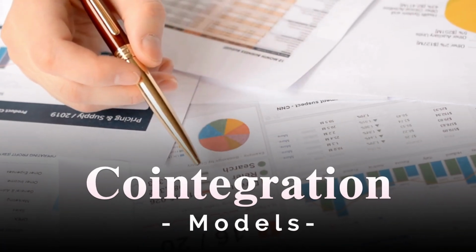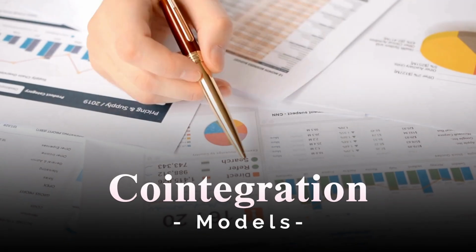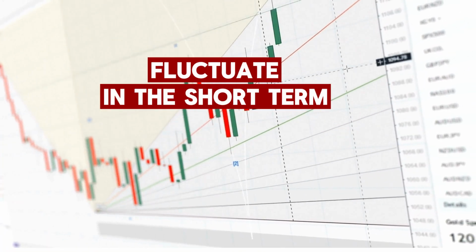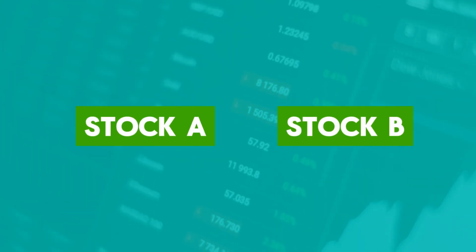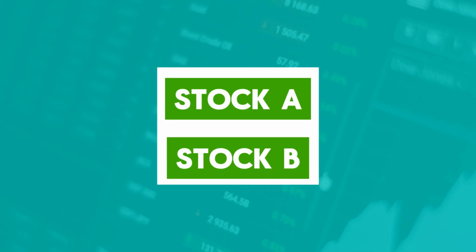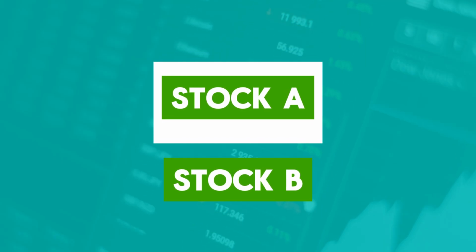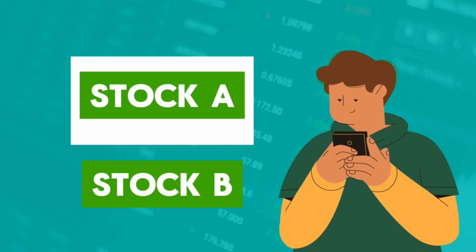Cointegration models. Cointegration refers to a statistical relationship between two or more time series variables that, although they may fluctuate in the short term, maintain a long-term equilibrium relationship. For example, two stocks in the same sector might have a long-standing relationship where their prices move together. If one stock deviates significantly from this relationship, a trader could anticipate that it will revert to the expected pattern.